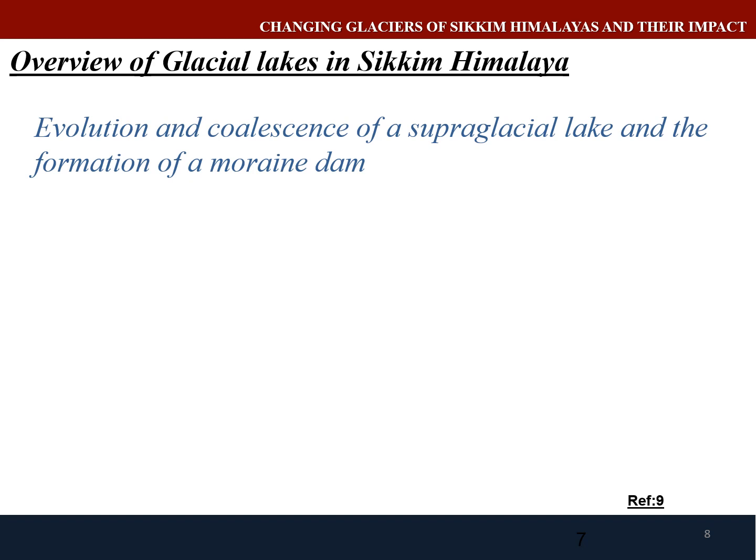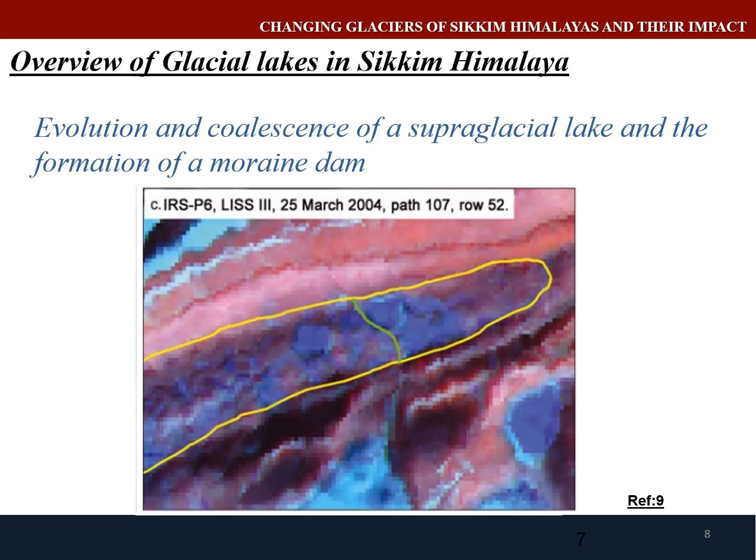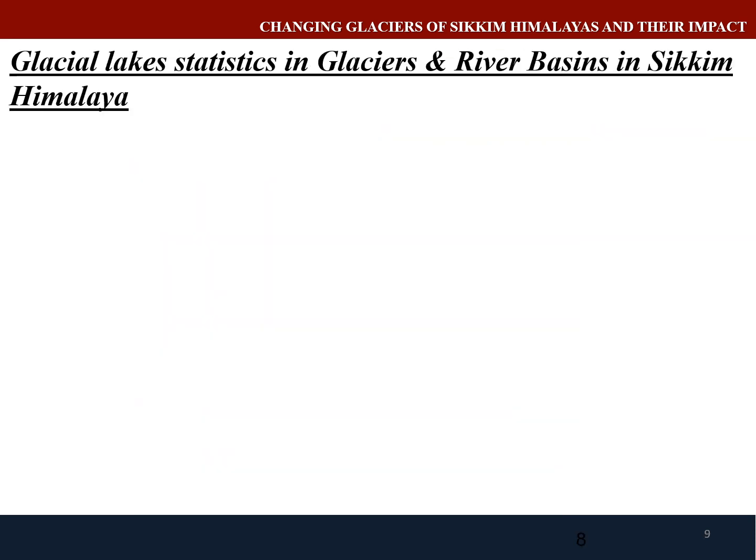Now, these supraglacial lakes form moraine dams, and these moraine dams are not like our dams. They are just made of sand and they can get broken. So from 1990, this lake started forming. They became larger, and finally it formed a red color line, that is the moraine dam, and your lake was formed.